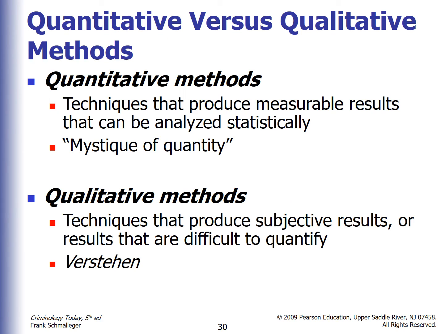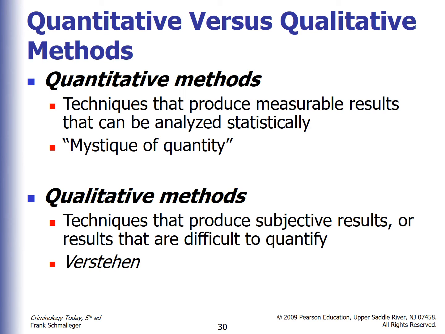Quantitative versus qualitative methods. All right, fairly simply, quantitative means numbers. Techniques to produce measurable results that can be analyzed statistically. Now, keep in mind, there's a mystique of quantity. If you say 90% of the white males that were arrested for homicide were convicted, does that tell us something or not? Sometimes the numbers just make people think, oh my God, yeah. And maybe we have to look at it a different way.